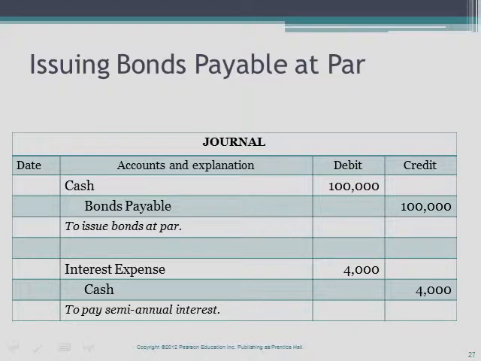Assume a corporation issues $100,000 8% 5-year bonds at par that pay interest semi-annually. On the date of issue, the company would receive cash in the amount of the face value and record bonds payable. Every 6 months, the corporation will pay interest to the bondholders. To determine the cash interest payment, multiply the face value of the bond by the stated rate and then multiply by 1/2. Interest expense is debited and cash is credited.